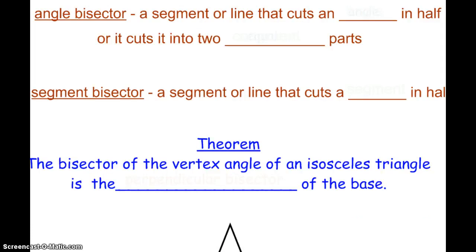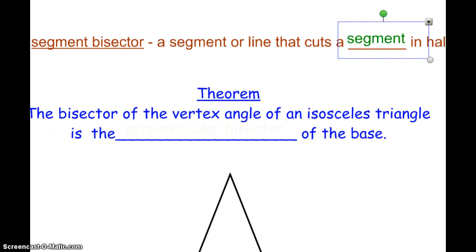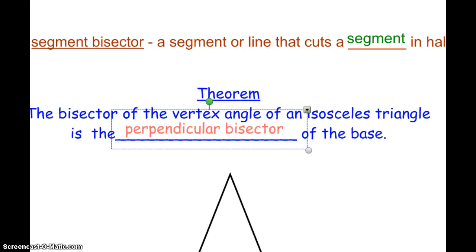Bisectors. The word bisector, again, means cutting in half. An angle bisector is a segment or line that cuts an angle in half, into two equal or congruent parts. A segment bisector is a segment or line that cuts a segment in half. Theorem: the bisector of the vertex angle of an isosceles triangle is the perpendicular bisector of the base.